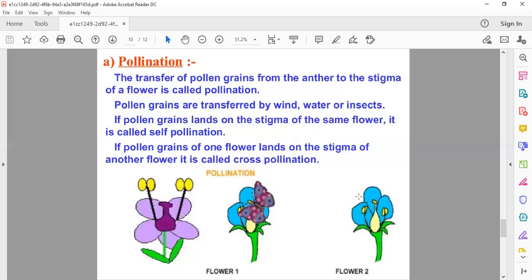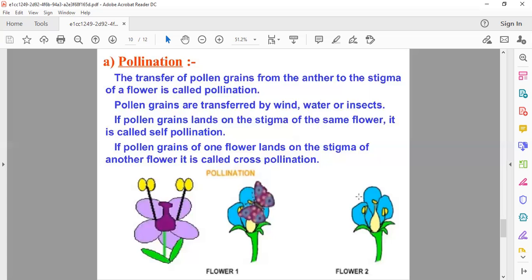Children, you know that insects visit flowers and carry pollen away on their bodies. When they sit on one flower, the pollen gets attached to their body, and when they sit on another flower, in this way the pollen grains are transferred. We already discussed that the transfer of pollen grains from anther to stigma is known as pollination.